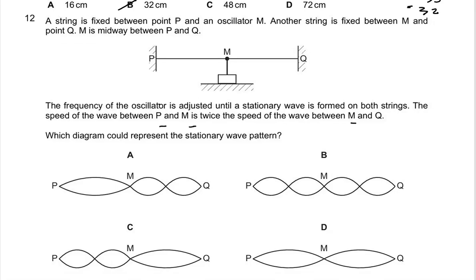Number 12. A string is fixed between point P and oscillator M. Another string is fixed between M and Q. The frequency of the oscillator is adjusted. So the frequency is the same because it comes from one oscillator, and then the frequency of P and Q are the same.